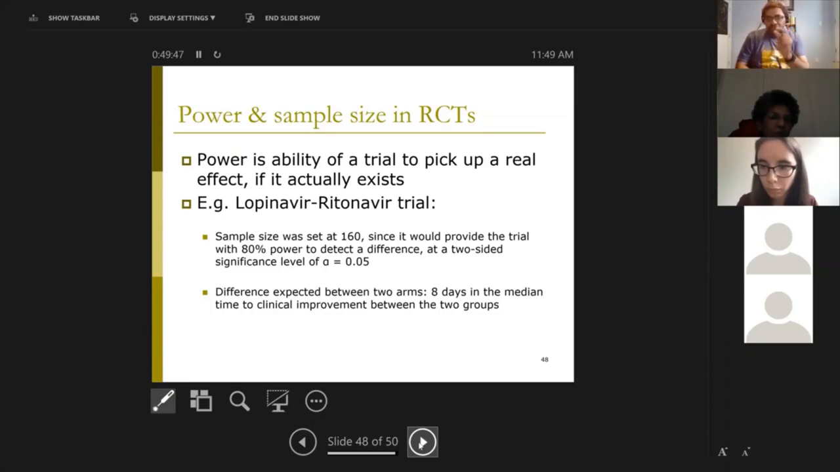Smaller the effect you're wanting to pick up, larger and larger the trial has to be. If you are expecting to pick up a small difference, but you have a small number of patients in your study, then your trial is considered underpowered. You simply do not have the power, in number of participants, to pick up that small effect, right? So smaller the effect, larger and larger the sample size required to pick that up.